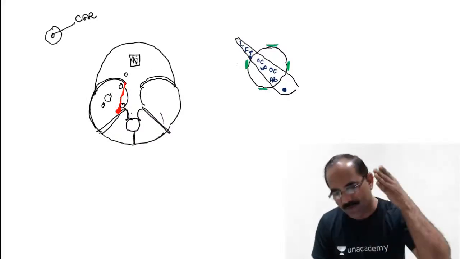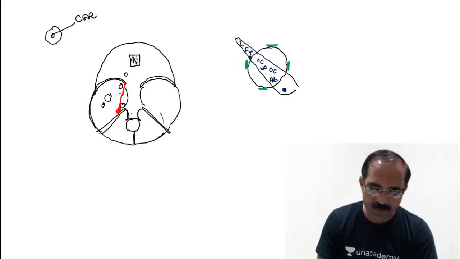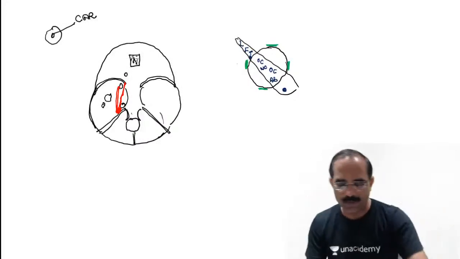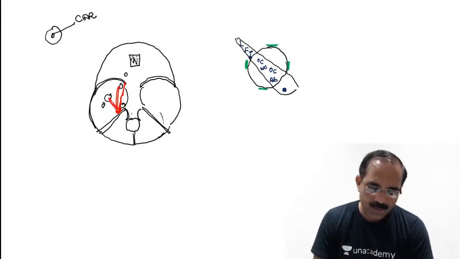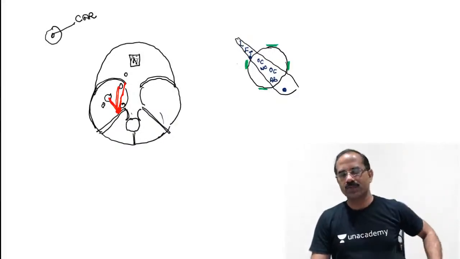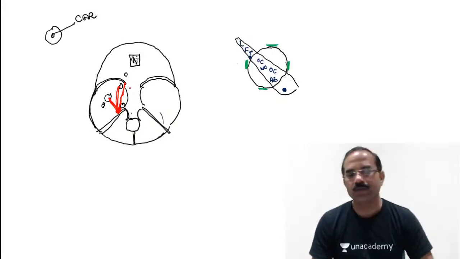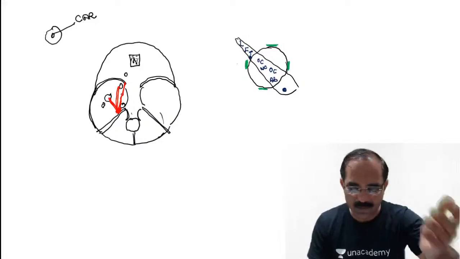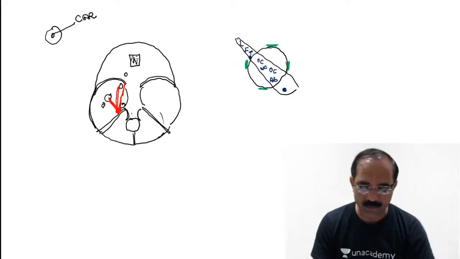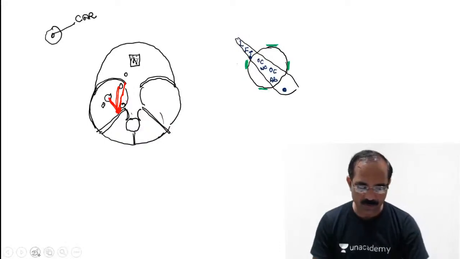So what is the first branch of the trigeminal ganglion? That's the ophthalmic nerve, which goes into the superior orbital fissure. This is the maxillary nerve going towards the foramen rotundum. That's the mandibular nerve going towards the foramen ovale. So ophthalmic, superior orbital fissure; maxillary, foramen rotundum; mandibular, foramen ovale. What is that? Foramen spinosum. And what is this? Foramen lacerum.